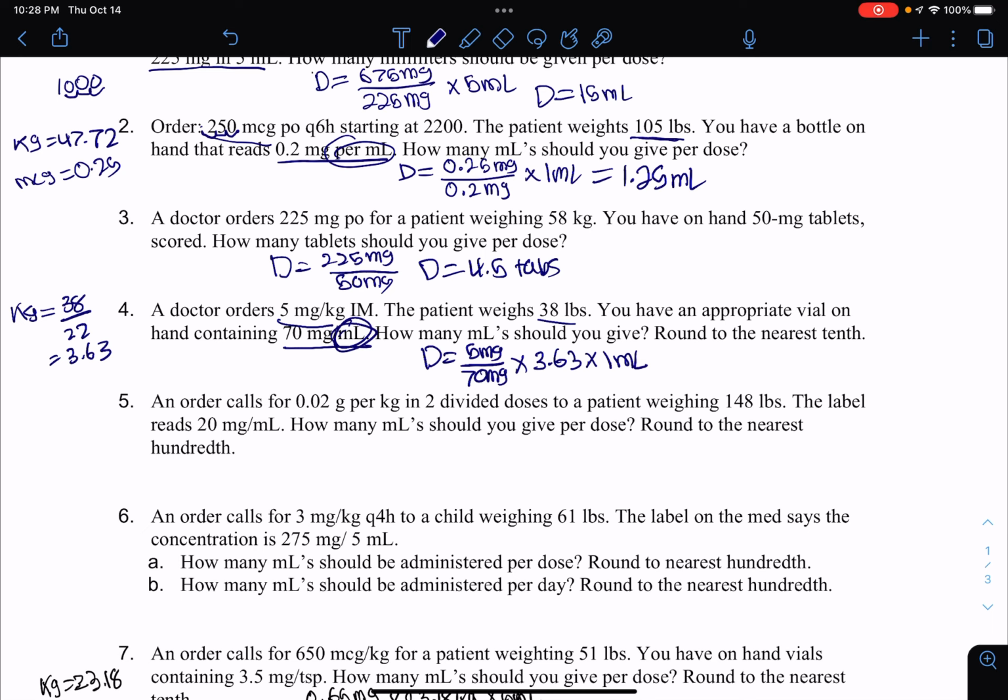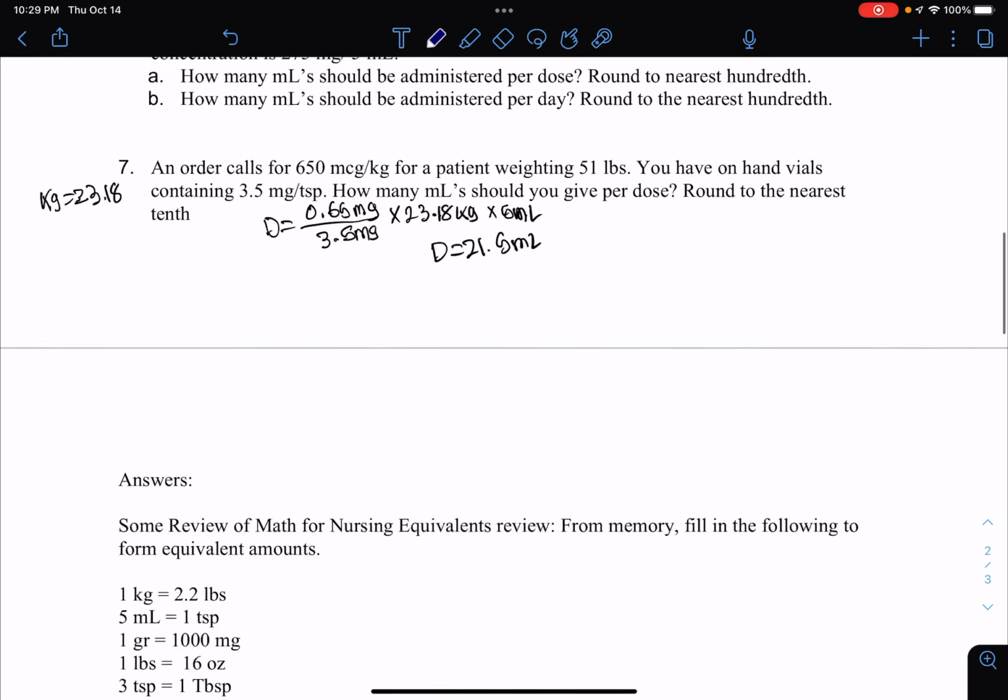Times 1. Altogether, if we're going to the nearest tenth, it comes out to be 0.25928. Rounded, it's going to be 0.3 mLs. And it should be right.